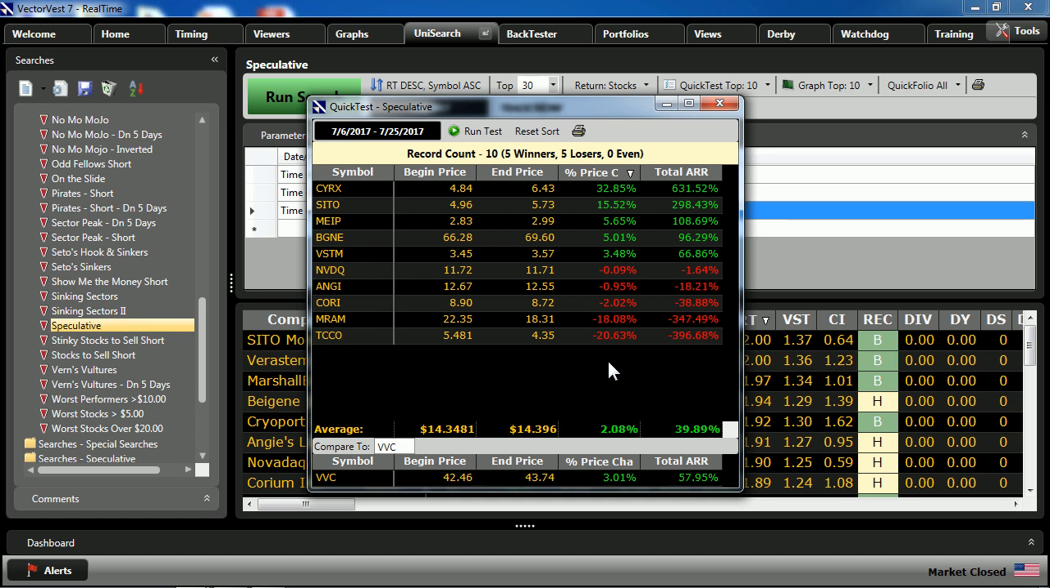But here's the problem with speculative trading. You open yourself up, if you're not nimble enough, to some big losses. You could see TCCO down 20%, MRAM down 18%. So if you're not careful, these lower dollar, extremely volatile stocks can get away from you and really blow up your entire portfolio. So you may have some big winners from time to time, but you also may have some big losers as well if you're not careful.